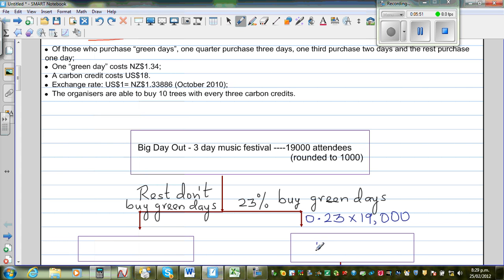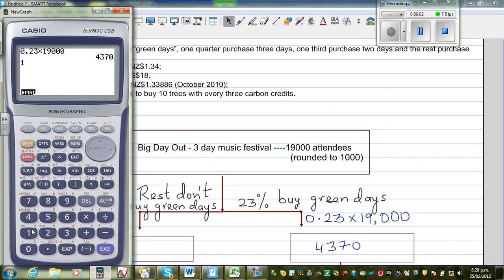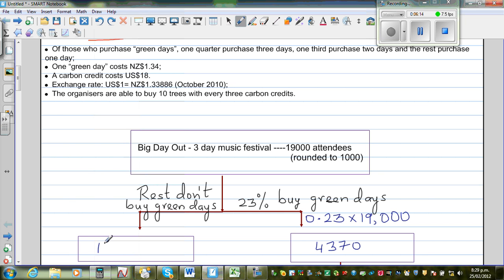So you can say 4,370 bought green days. Now these are the people who didn't buy green days, which will be the rest from 19,000. So 19,000 take away 4,370 is 14,630 people. So 14,630 people did not buy green days, or they bought 0 green days.